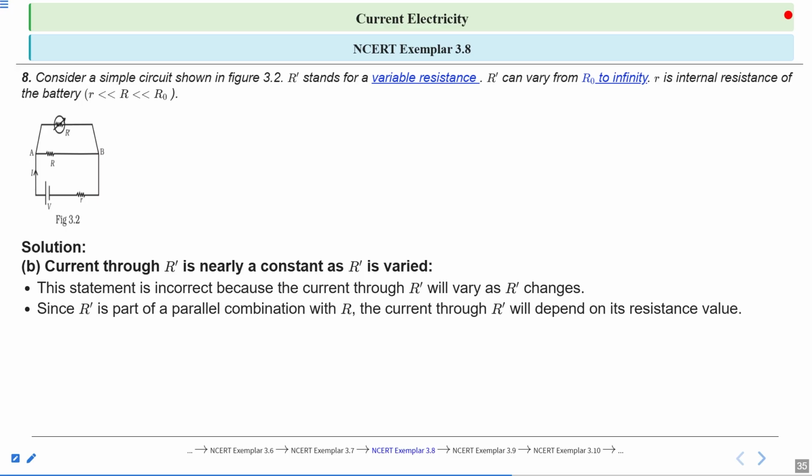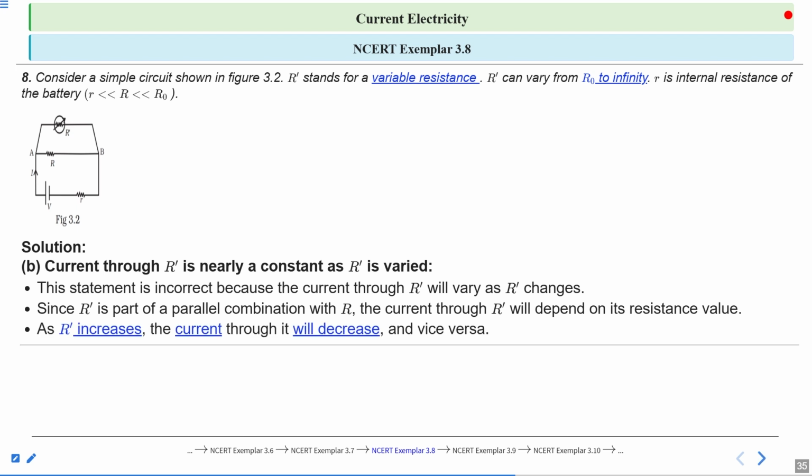Since R dash is connected in parallel with capital R, in a parallel combination the value of current in both the branches depends on the individual resistances. If we change the value of R dash, the current through that branch will also change. So B option is incorrect, which represents that current remains constant when we vary R dash. But in actual condition, current will vary. As R dash increases, the current through it will decrease and vice versa.